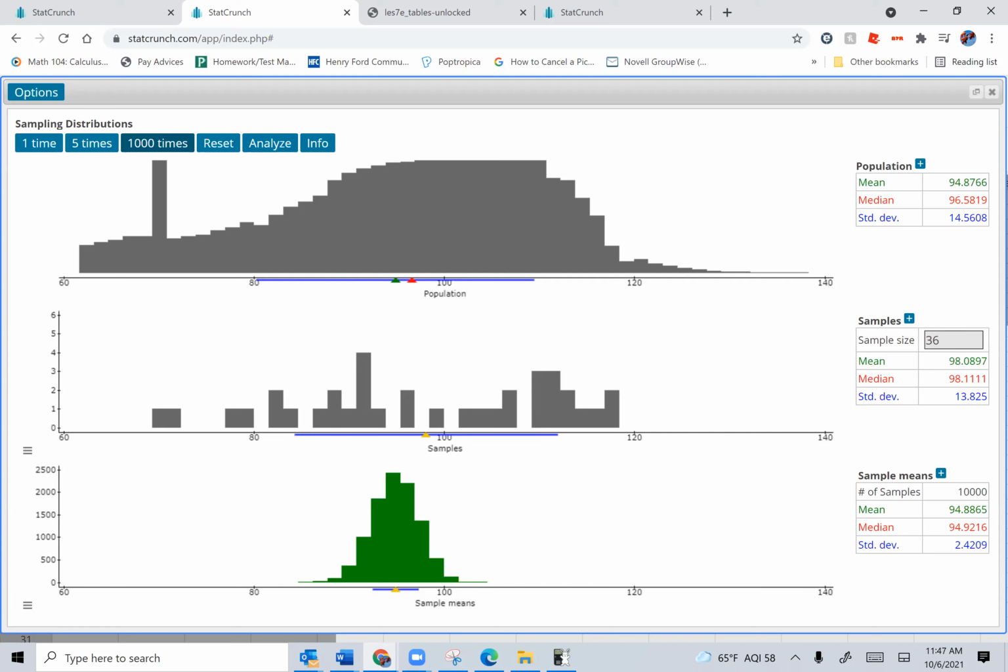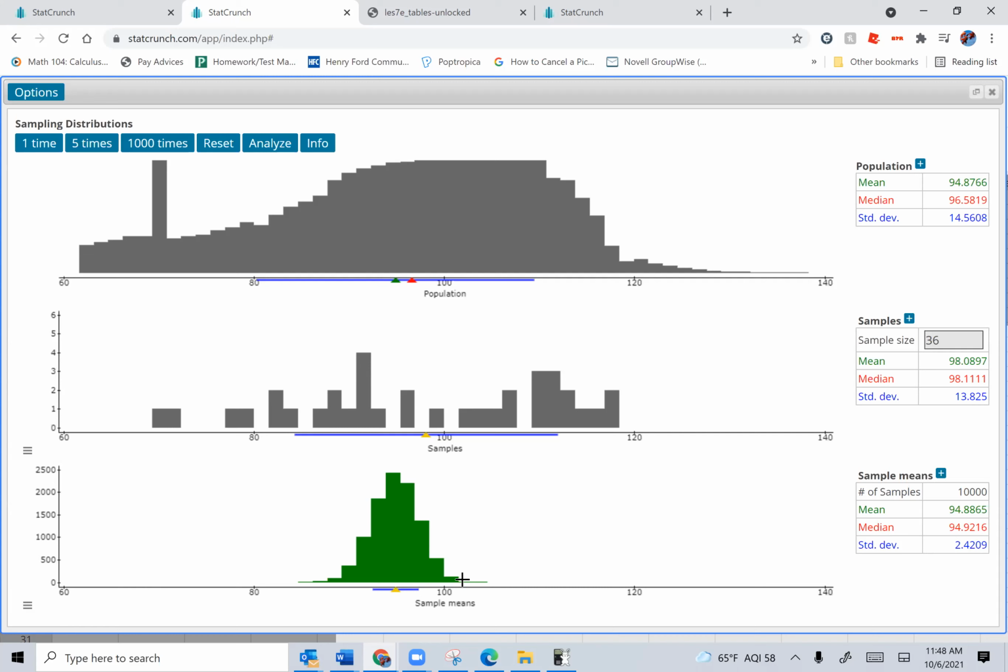What is the mean of the sample means, guys? 94.88. What is the original population mean? 94.88 if you round to 2 decimal places. No changes, guys. Even if the population is skewed, when I draw samples, I still get the same mean. That's one big thing. Do you notice, guys, that the distribution of the sample means still looks bell-shaped, which is very important to us in statistics.